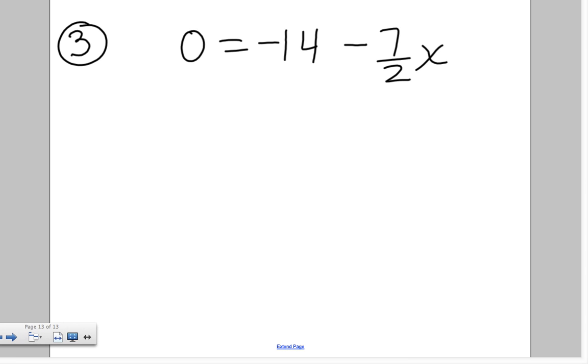Again, this is on your worksheet. We're working on the worksheet for homework. Okay? So I believe it's 0 is equal to, isn't it negative 14? Yes. Minus 7/2 of an x.